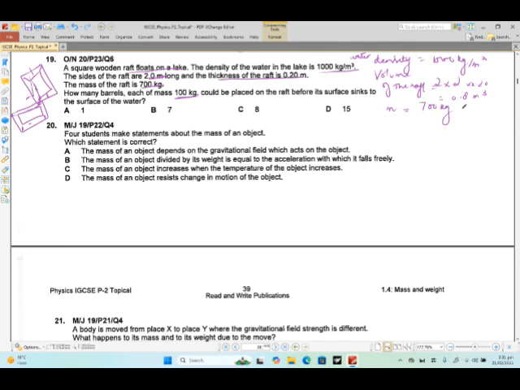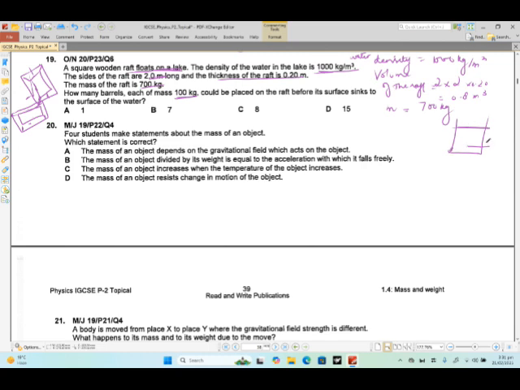So for this to happen, the density of the raft should be more than 1000. It's floating on the lake, so the density of the water is given. So the density of the raft has to be more than that of the density of the water. Anything with less density floats above something that has more density.